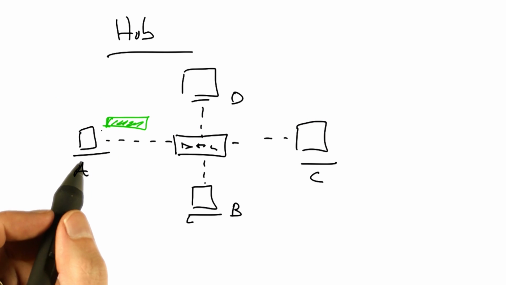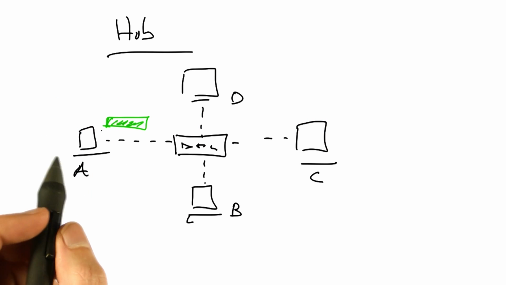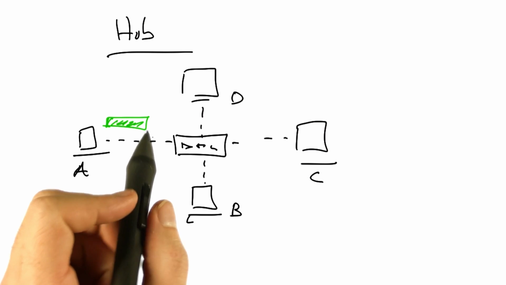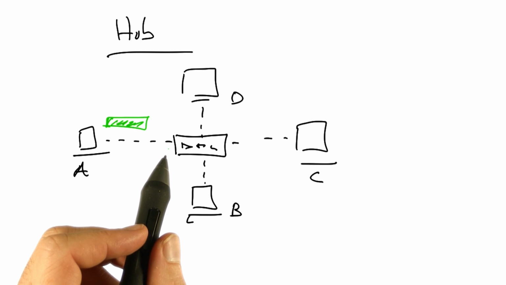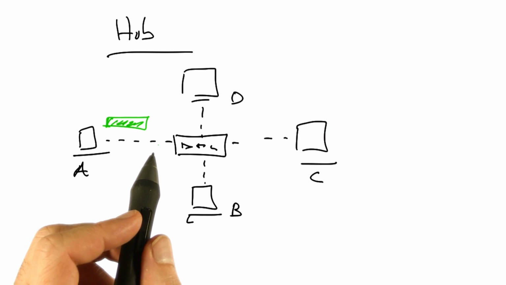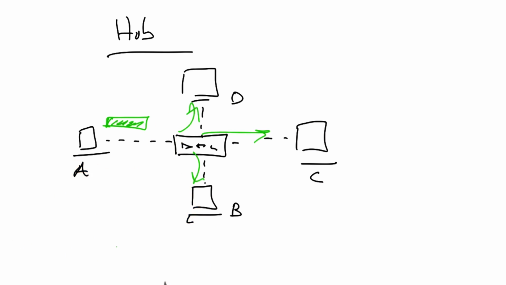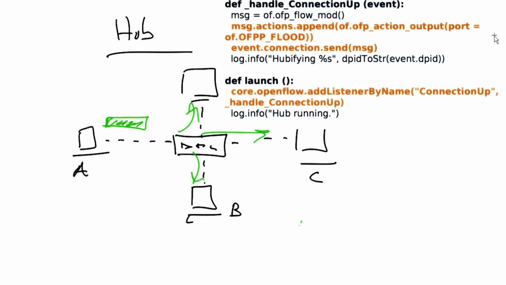As a review, when a host sends a packet to a hub, the hub maintains no state about which output port a packet should be forwarded to reach a particular destination. Therefore, the hub simply forwards the input packet on every output port. In POX, this code is fairly simple.